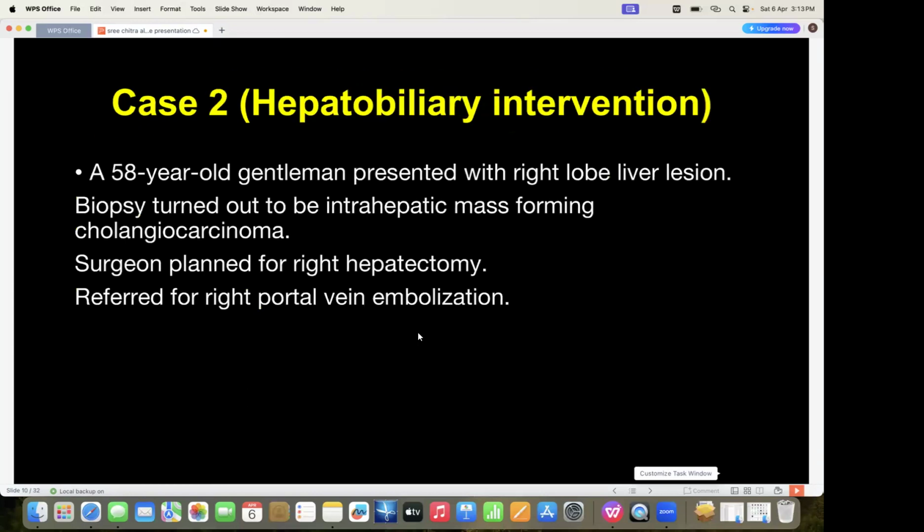Case 2 is about hepatobiliary intervention. A 58-year-old gentleman presented with a right lobe liver lesion. Biopsy turned out to be an intrahepatic mass-forming cholangiocarcinoma. So the surgeon planned for right hepatectomy.